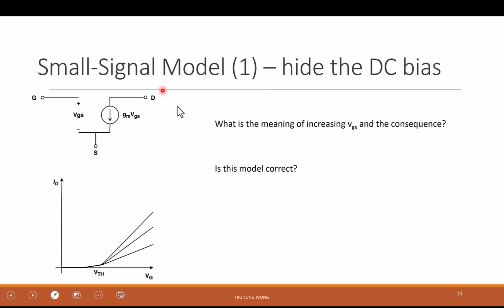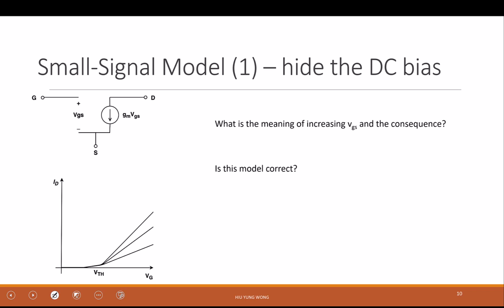Now we have the small signal model. We bias it at the DC, and we don't care about that anymore. We know that it's in saturation. But under certain bias, it has a certain GM and also a certain R out. So how do we represent this GM, which is talking about how the current changes? But let's take a look, right?